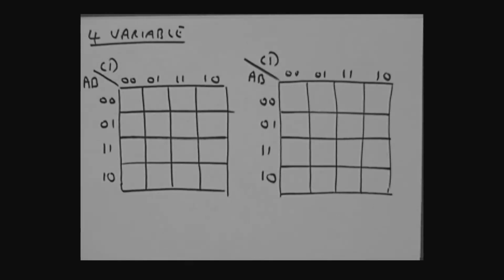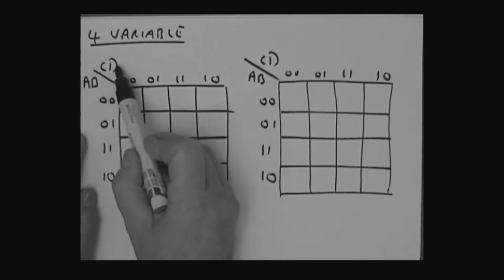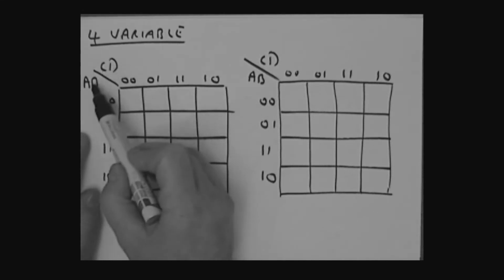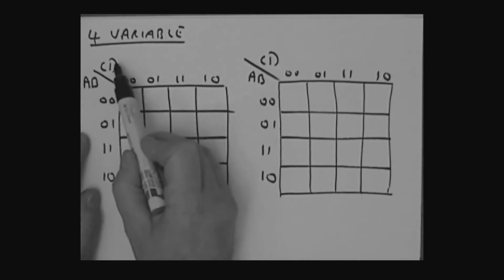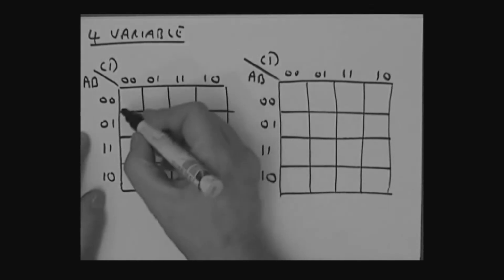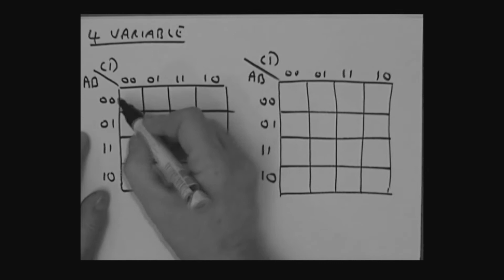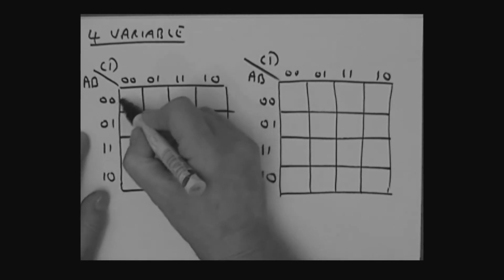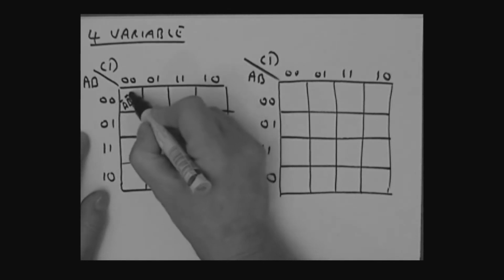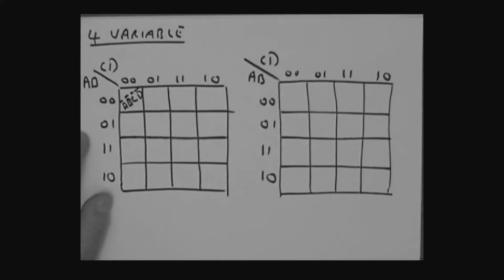Now let's look at a 4-variable map here. Remember, in my case, I'm assuming A is most significant, D is least significant. So A, B, C, D. D is least significant, A is the most significant product term, or bit, I should say, or variable. So what's this square here? That's A bar, B bar, C bar, and D bar. That's that square there.